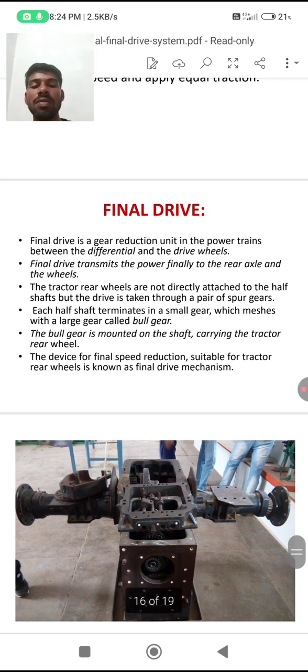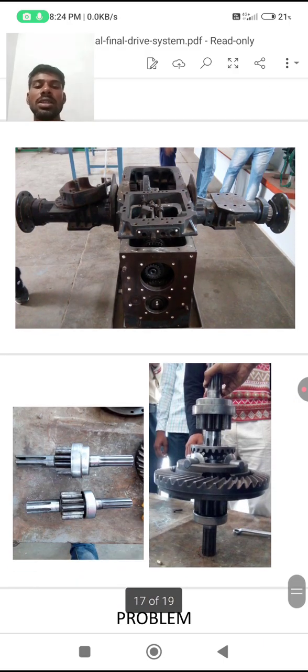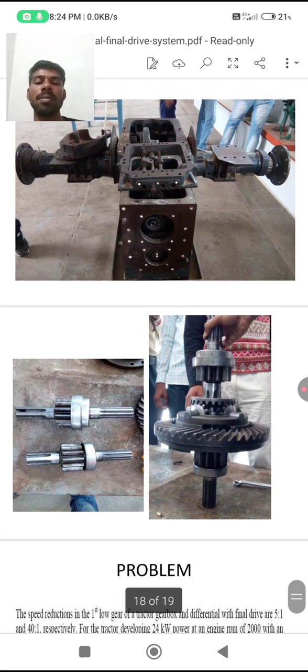This is a picture of the rear wheels and the tractor differential locks.